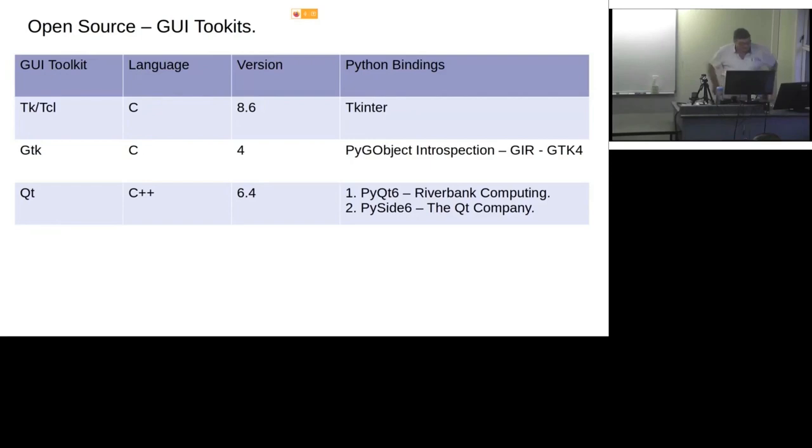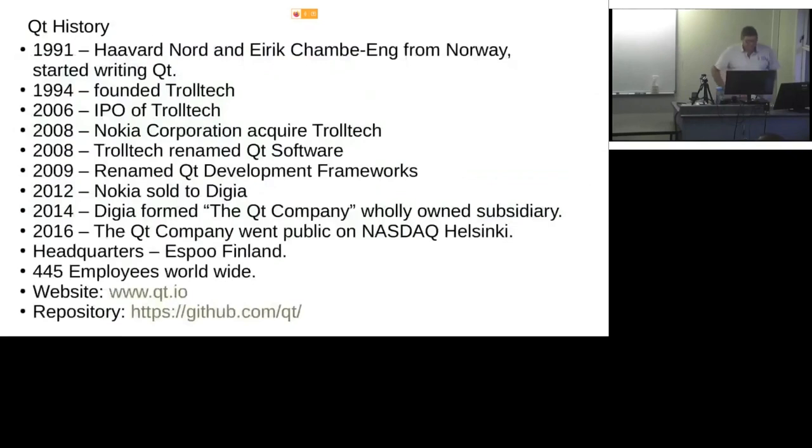And what we're on to tonight is Qt, which is written in C++. It's currently at version 6.4 as of about a week ago. And there have been two sets of bindings. One is called PyQt6, which is from Riverbank Computing. And the other one is PySide6, which is from the Qt company. So tonight we're going to look more specifically at number two, PySide6 from the Qt company.